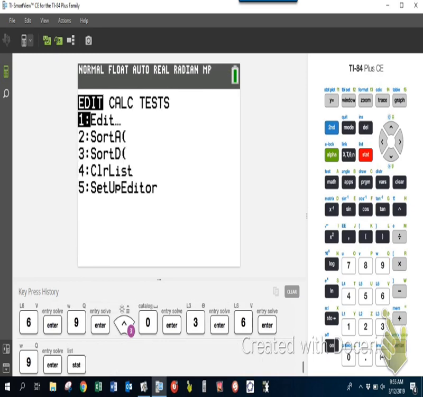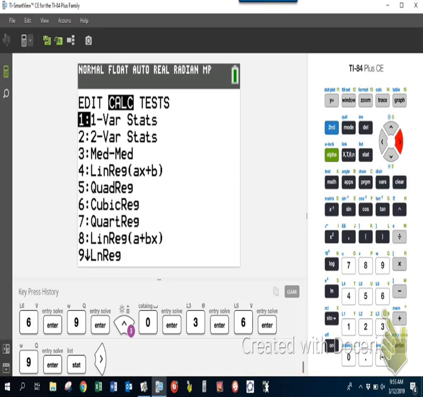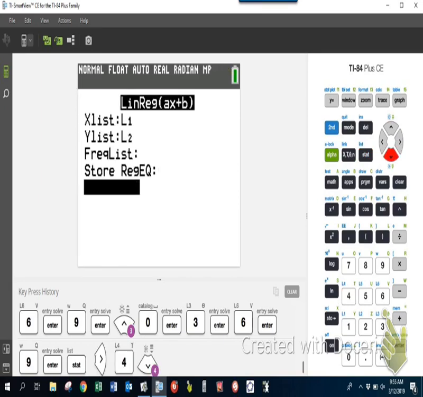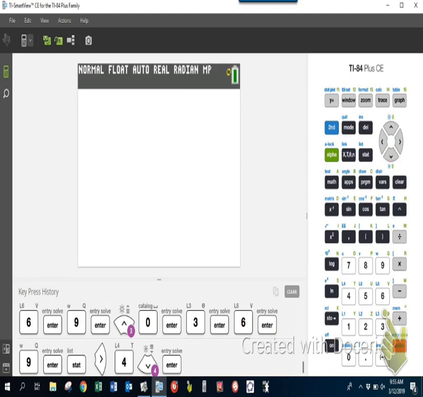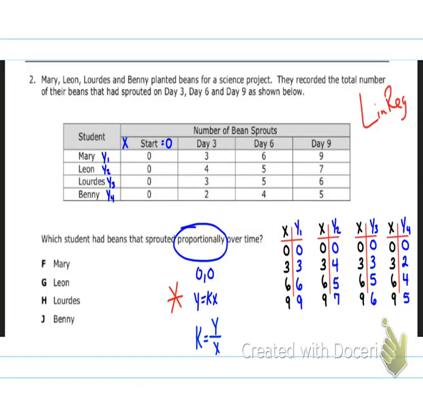So stat, calc, number 4. And this is the equation I'm going to get. I end up getting y equals 1x because it's the same data. But here's what I want to mention. This equation is actually proportional, and it has the (0, 0). Plus, if I were to do y over x, notice my numbers. What's 3 over 3? 1. What's 6 over 6? 1. What's 9 over 9? 1. I get the same constant k.